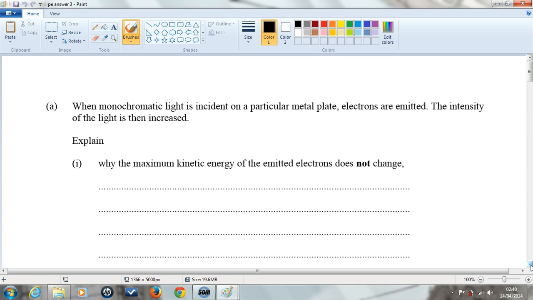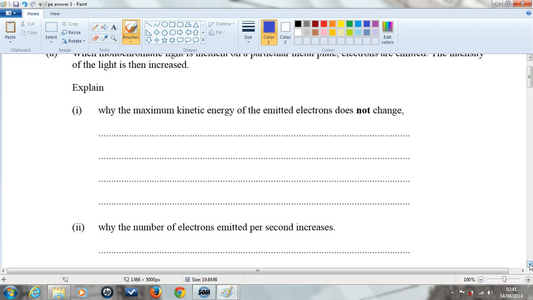Okay, so this question is on the photoelectric effect, and the first part is saying when monochromatic light, that's light of one wavelength, is incident on a metal plate, electrons are emitted. So instantly we can say that the energy of the photon is going to be greater or equal to the work function of the metal. If photoelectrons are emitted, that is the case. The intensity of the light is then increased, and the question wants to know, why does the maximum kinetic energy of the electrons not change?